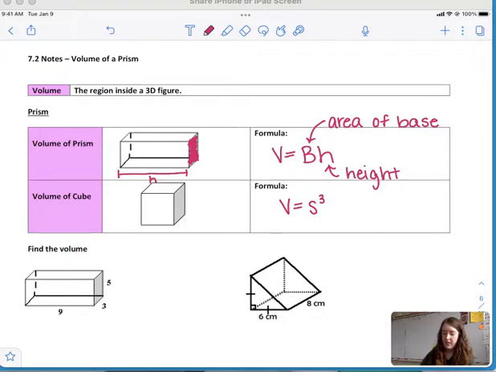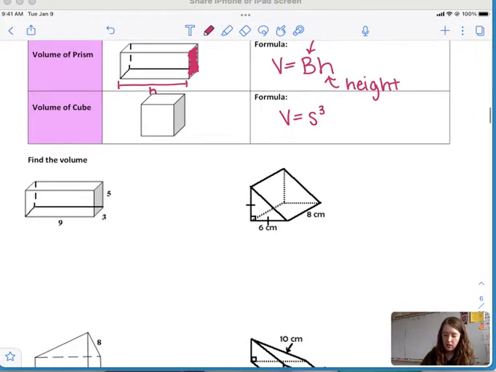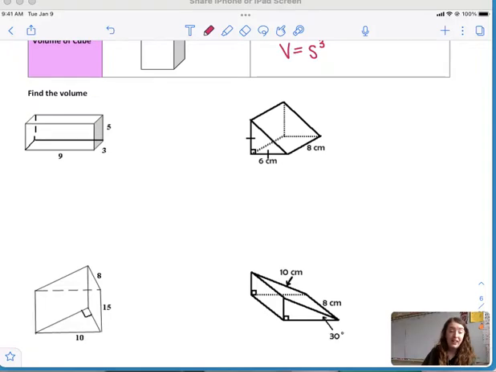Okay, so let's find the volume of these guys. So I told you anything that is not a rectangle is your base. Well, in this one, everything is a rectangle, so we get to choose which one is going to be our base. Let's say that this guy down here on the bottom will be our base. So to find the area of that base, we're going to have base times height of that rectangle. So 9 times 3, and that will give me 27.